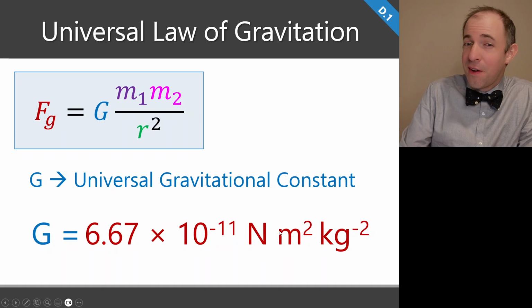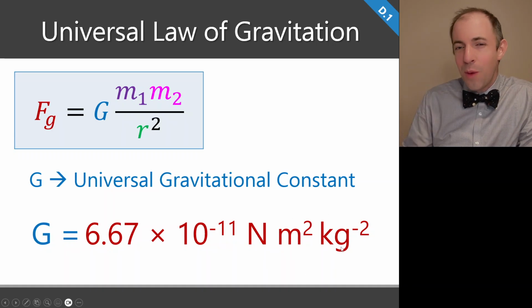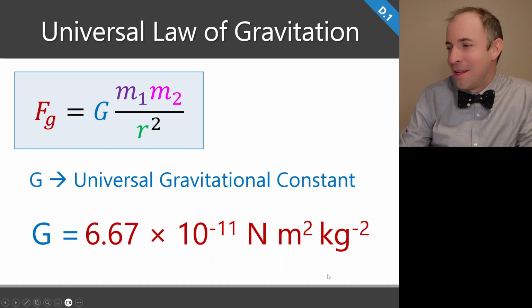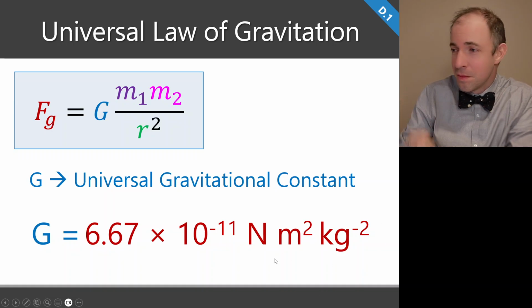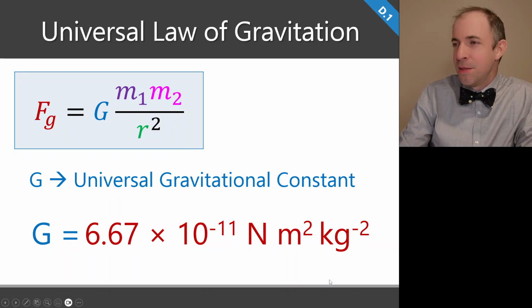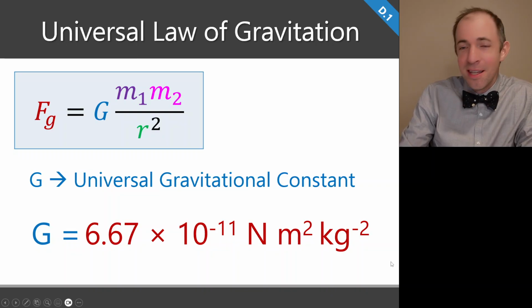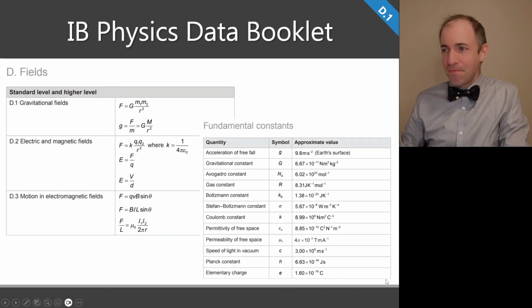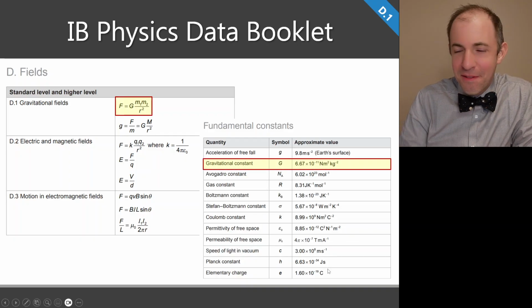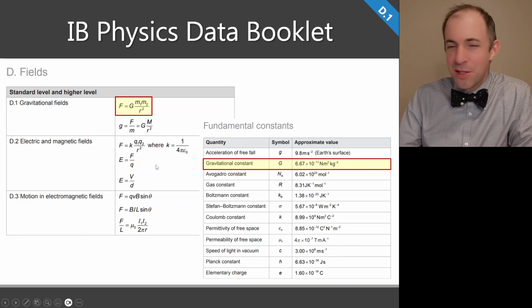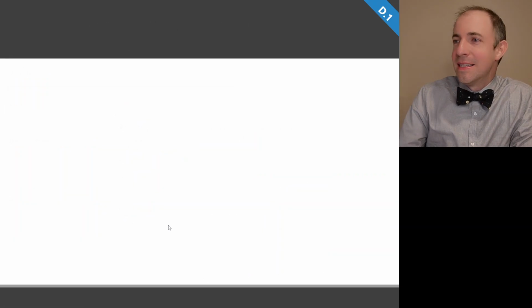Notice this equation looks very similar to Coulomb's law. We've swapped out coulombs and put in kilograms instead. But everything else is the same; we could prove this with some dimensional analysis and see that that is the unit that comes out of the equation. This equation, as well as this constant, are also in the IB Physics data booklet, so you have access to all of those things. You just need to know where to find them.